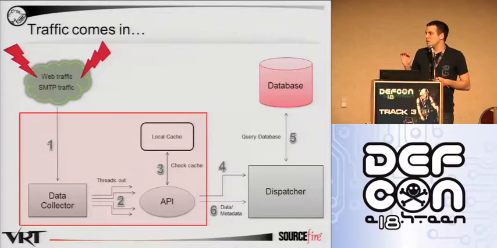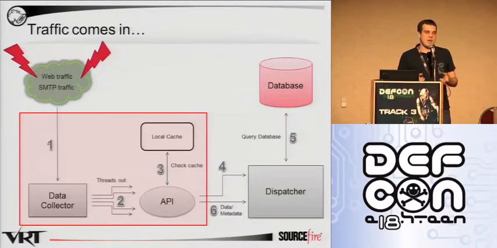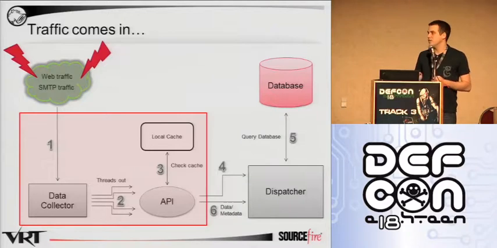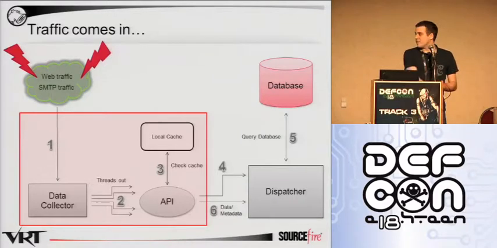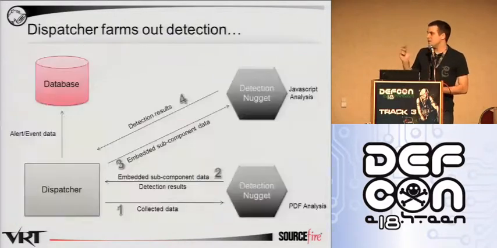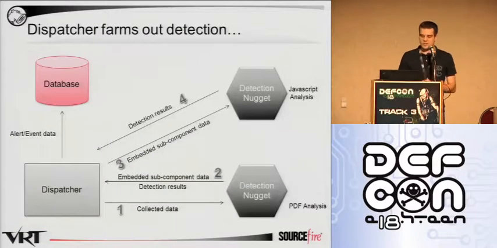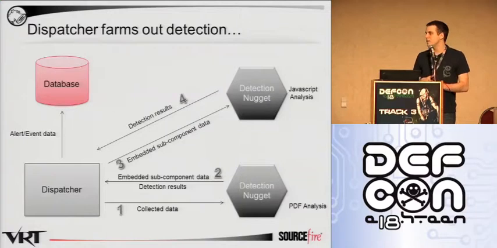If you have two AV nuggets, though, that are registered as the same app type, the dispatcher is smart enough to not do that. It'll avoid redundancy and send the file only once if there's only one unique type of detection available. So the dispatcher then ships off the data to the detection nuggets, and the detection nuggets will perform their analysis and give feedback in the form of alert data or detection results. We'll talk a little bit more about that later too.